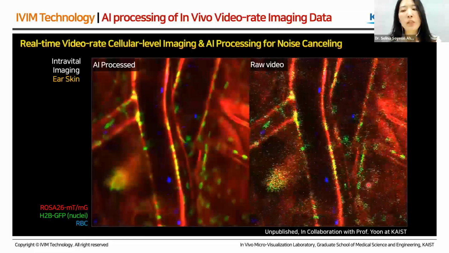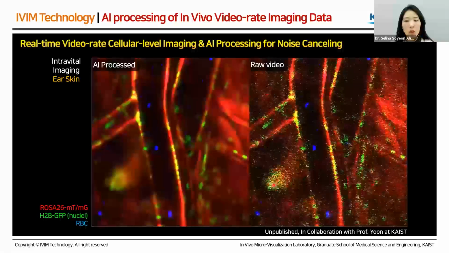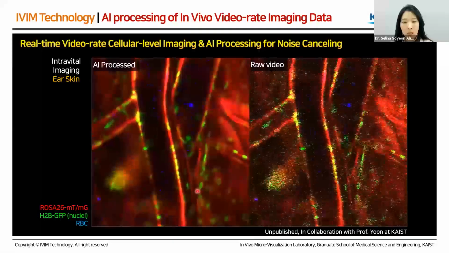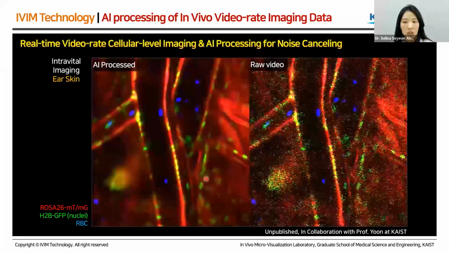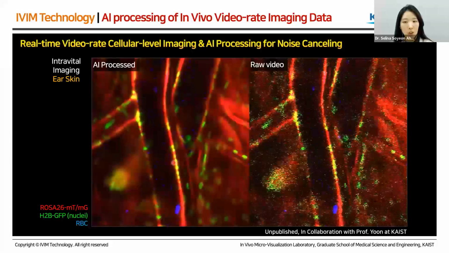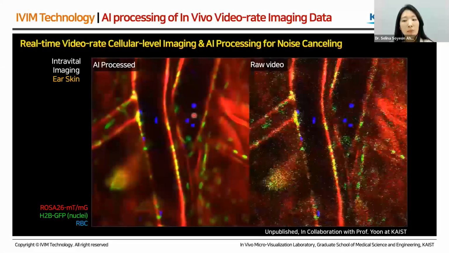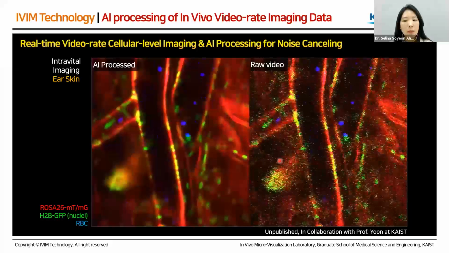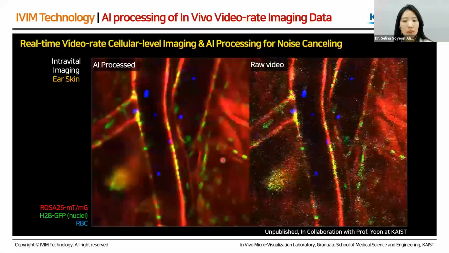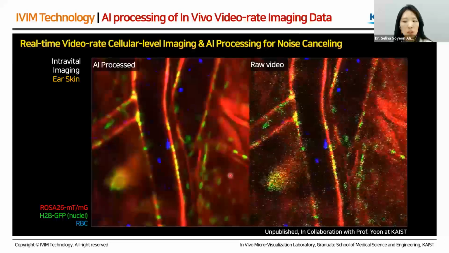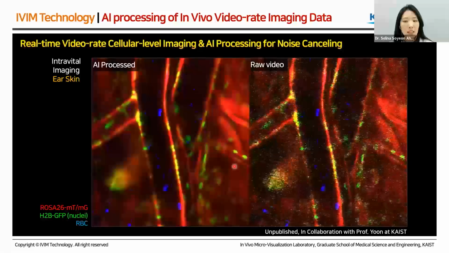In addition, we have developed a new image processing function in collaboration with Professor Young-Kyu Yoon's lab in the Department of Electrical Engineering at KAIST. So this function is an AI-based noise canceling feature for real-time videos. With this feature, high-resolution live cell videos can be obtained in real time at very fast raw video speeds of 30 to 100 frames per second without additional averaging processing and also without additional frame loss, as you can see.